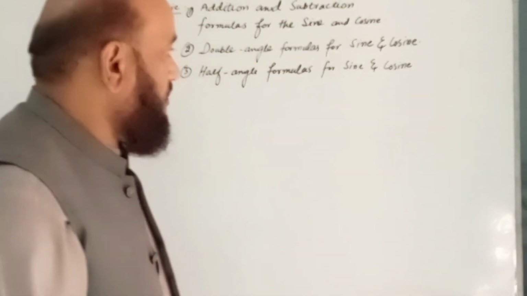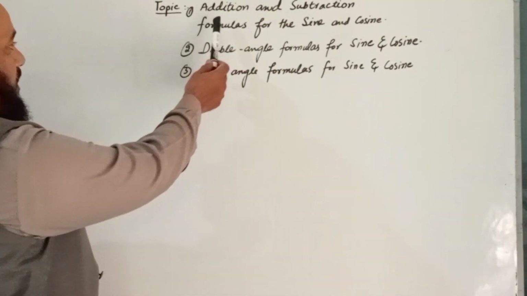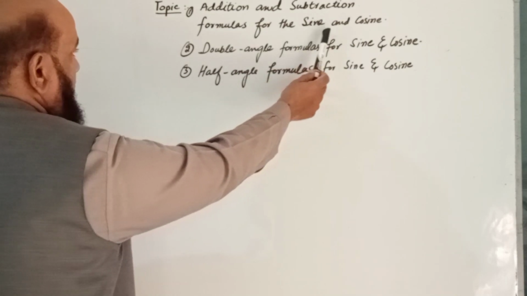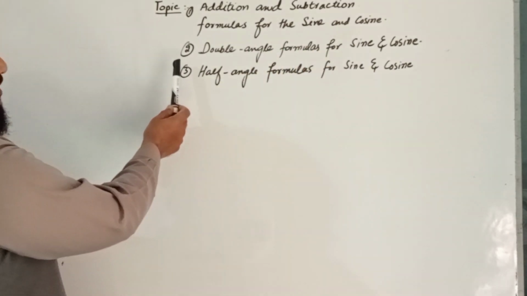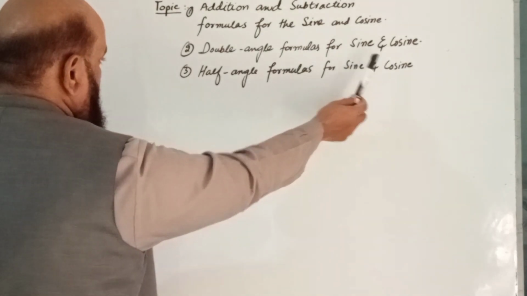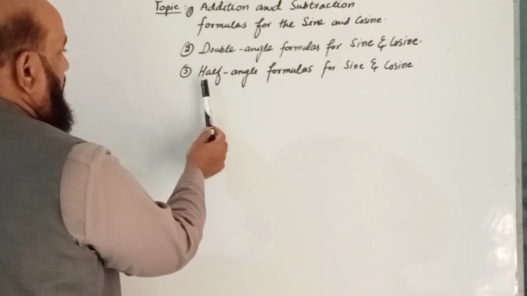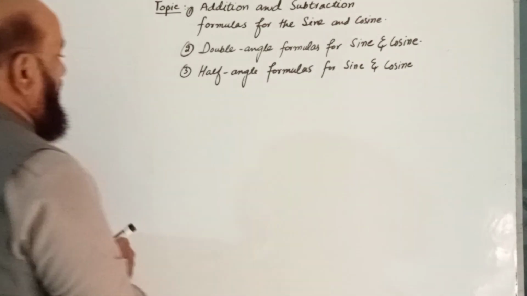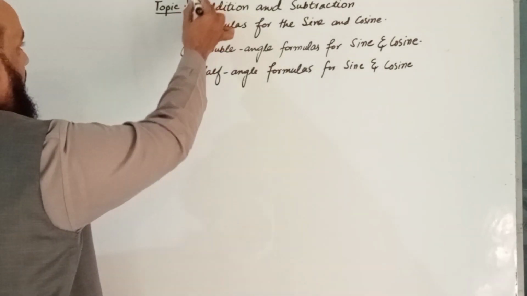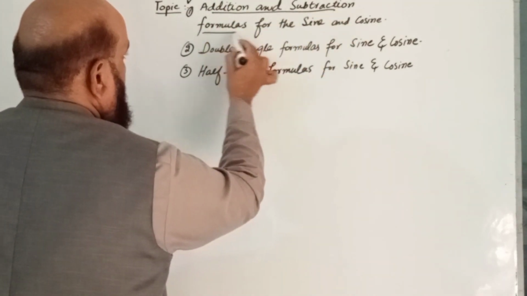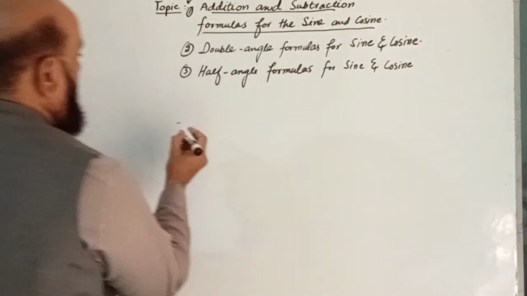Today my topics are addition and subtraction formulas for the sine and cosine. Number second topic will be double angle formulas for sine and cosine. And number third, half angle formulas for sine and cosine. Let's start the first topic: addition and subtraction formulas for the sine and cosine.